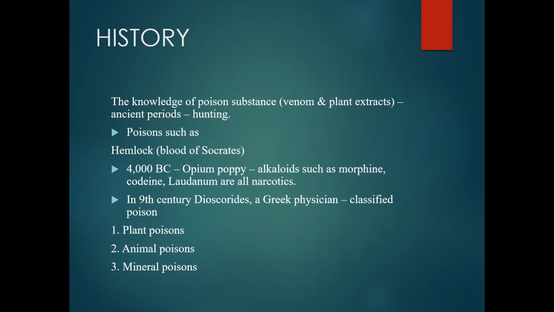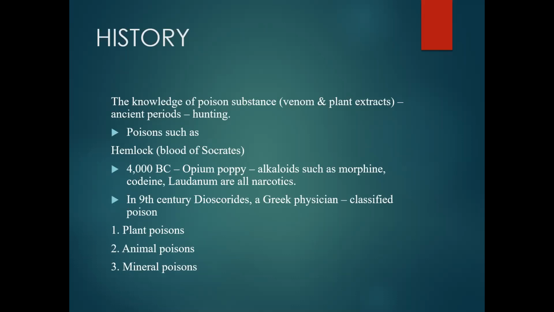In ancient times, there was a poison called hemlock. It was used for Greek punishment. It was also known as the blood of Socrates. It was given to prisoners or for any type of punishment. If a person had to go through any punishment, the Greek people used to feed hemlock. In 4000 BC, alkaloids such as morphine, codeine, and laudanum were identified as narcotics.